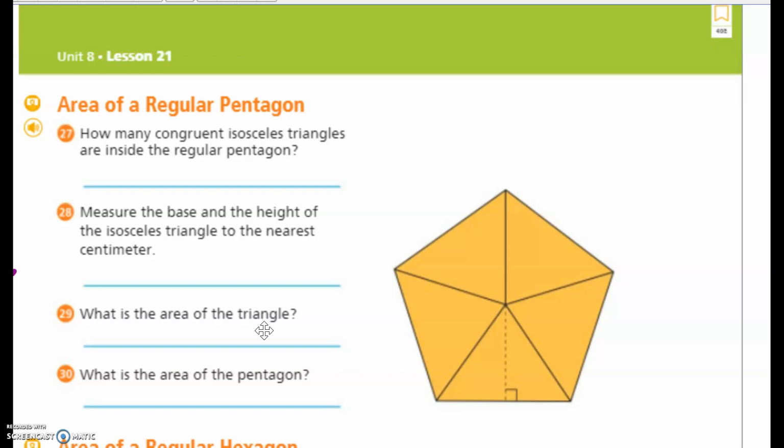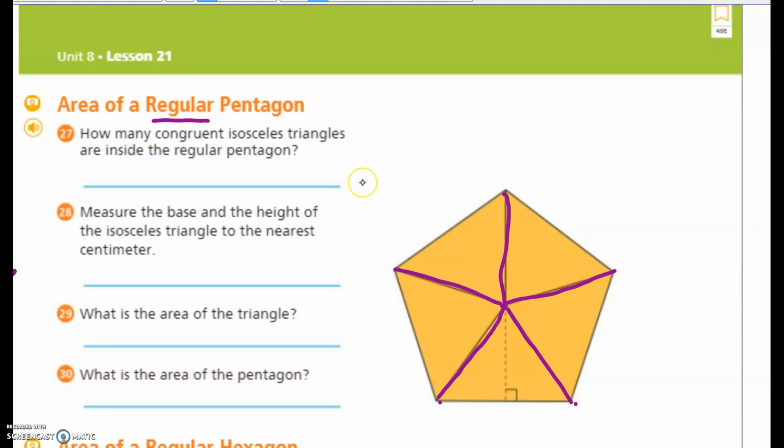Now, this is a pentagon. You remember a pentagon has 5 sides, so 1, 2, 3, 4, 5. And it's a regular pentagon. Regular means all the sides and all the angles are the same. So they found the center of this pentagon, and they drew a line from the center out to the vertices, vertex. So from the center out to each angle or each vertex, each point on the sides.